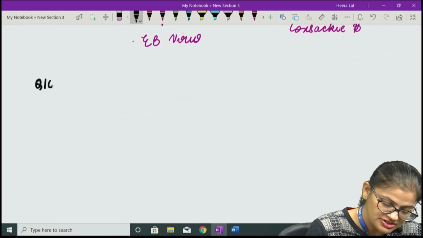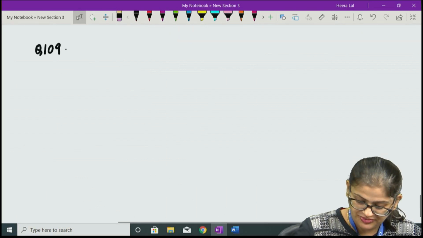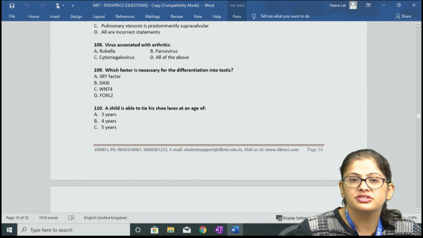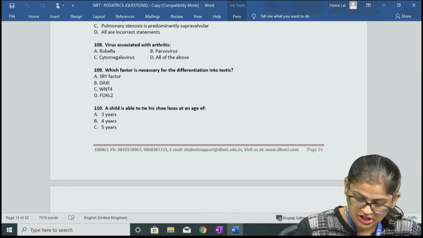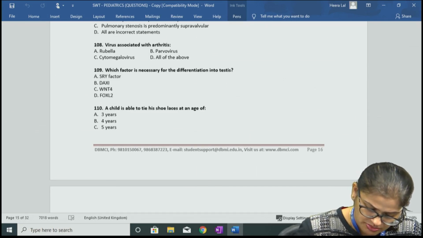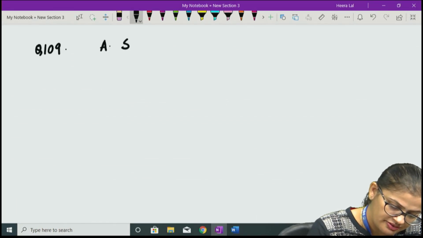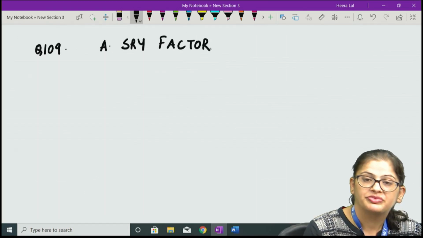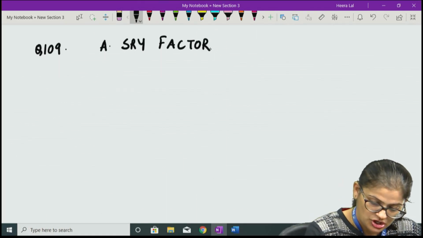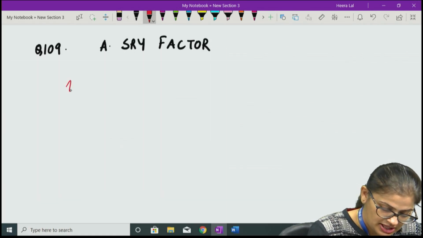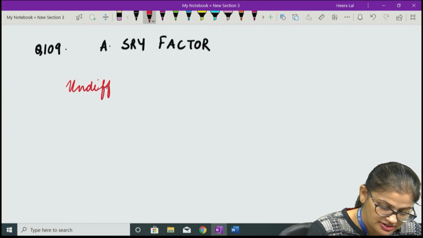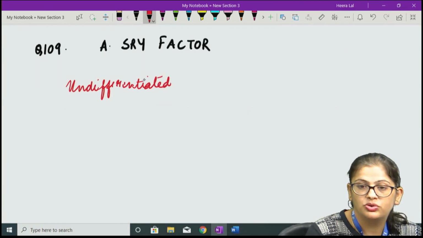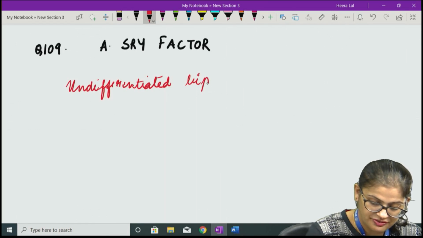So now we come on to question number 109. And question number 109 was, which factor is necessary for the differentiation into testis? So the correct answer to this question is option number A, that is the SRY factor. So the presence of this factor ensures that the gonads turn into testes. So it has been seen that during development, the gonad is in the beginning undifferentiated. So that means it can either become an ovary or a testis. So it's an undifferentiated bipotential.